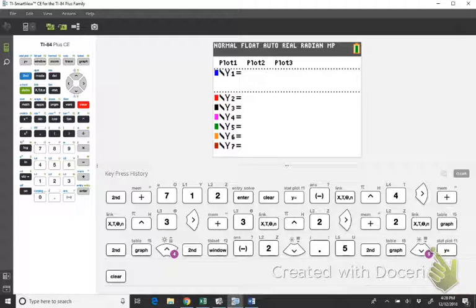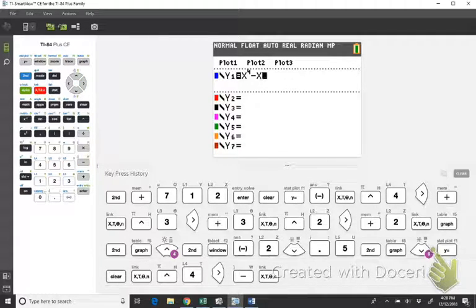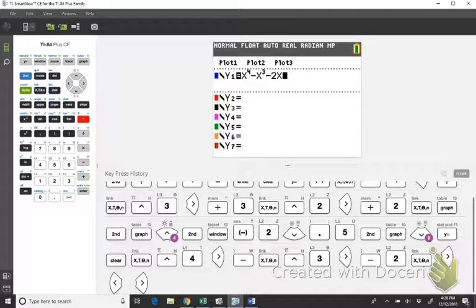So we have x to the 4th minus x cubed minus 2x squared plus 4x minus 6.